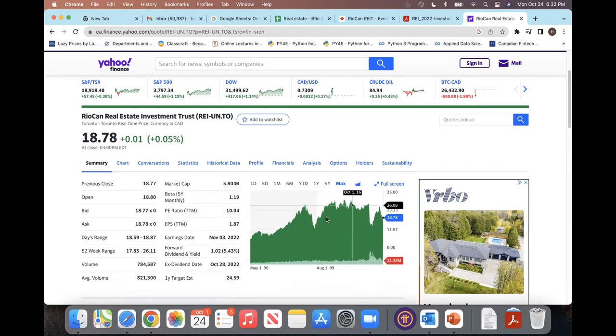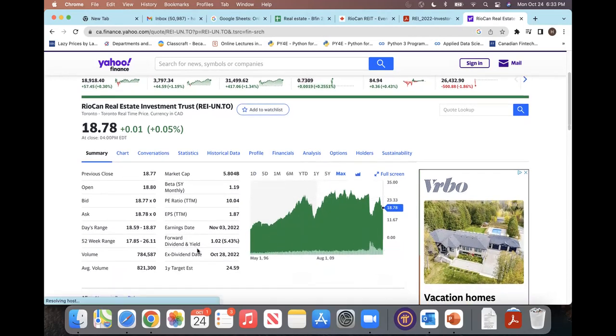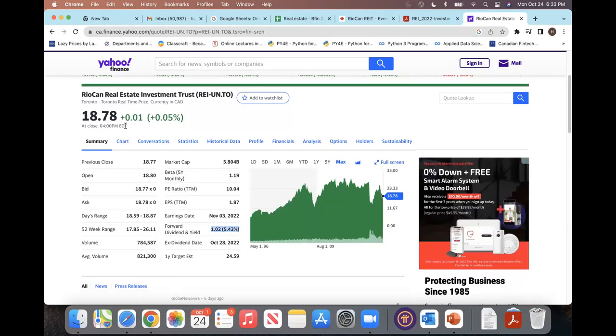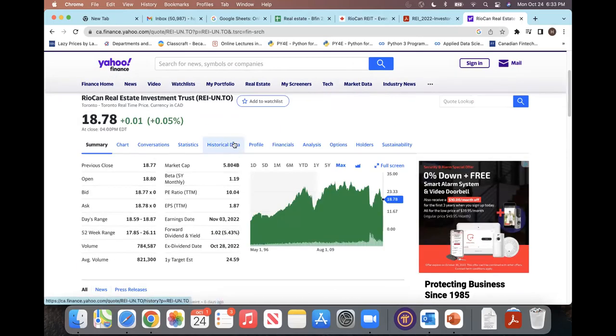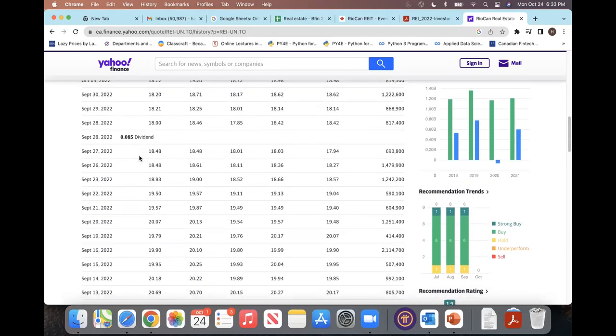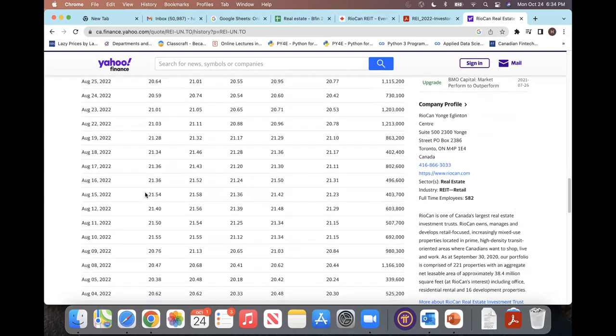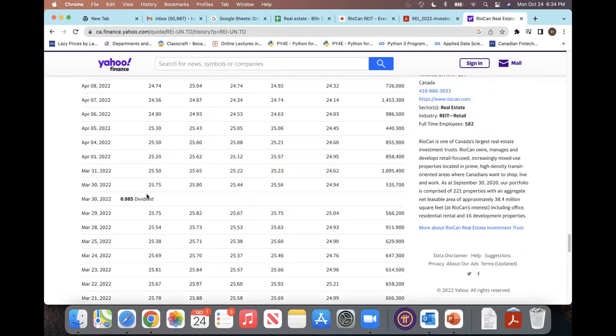If you invest in a REIT like this, you might get capital appreciation. Also, you get access to rents. Whatever rents they collect as a company, they share in dividends. Now, the good part about REITs is most of them pay you monthly. RioCan REIT is providing you a 5.43% dividend every year. Let's say you put in $100, so $5.43 will be your yearly dividend. But most of them pay you monthly. If you go to historical data, there's the September dividend, the August dividend. Every end of the month, they pay you a dividend. That's a big advantage of REITs.